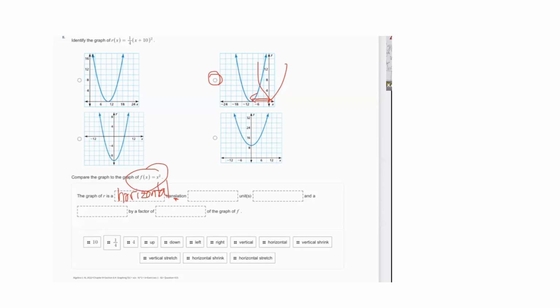And then how many units did we slide it? What was our vertex? The vertex was negative 10, 0. So we slid it how many units? That way.